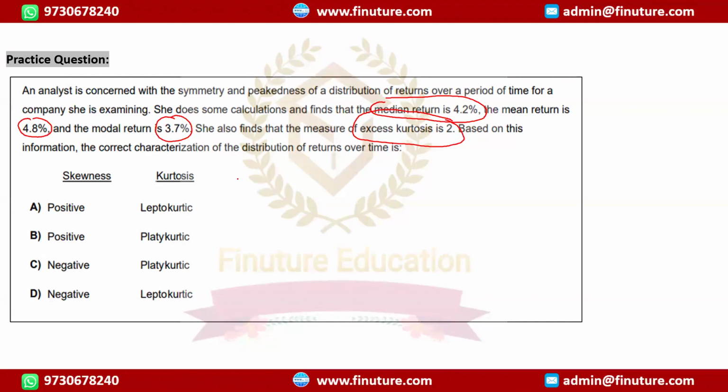Excess kurtosis is positive. So kurtosis is positive, and the positive one is leptokurtic. Perfect. So which options are left with you? So we'll have to see what the skewness is.